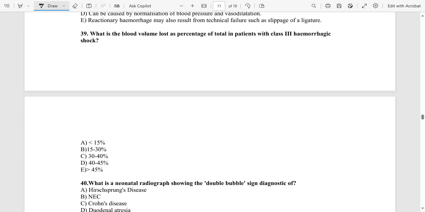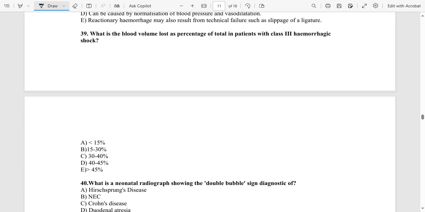But you can also look at the blood loss as a percentage of the blood volume. In class 1, less than 15% of the volume is going to be lost. In class 2 is 15 to 30%. In class 3 is 30 to 40%. And then class 4 is anything more than 40%.